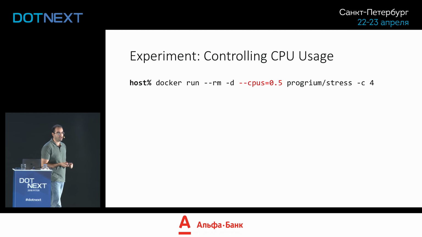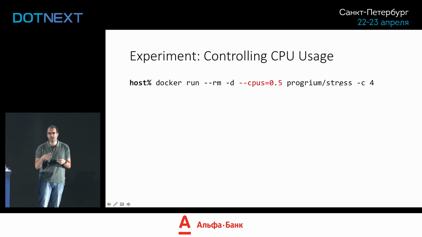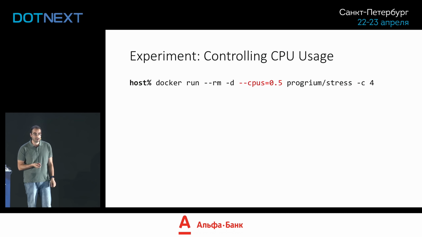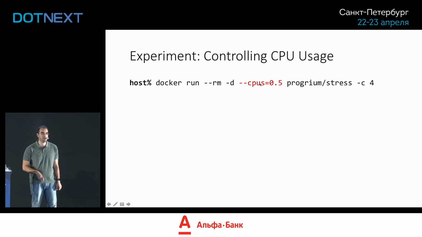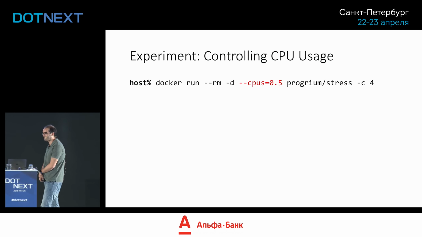I'm running here the stress container image, which is just the tool that creates a bunch of threads and burns 100% CPU. And I tell it to burn 4 threads. It creates 4 threads. But then I tell Docker, only give this container half a CPU. So let's see what happens then.